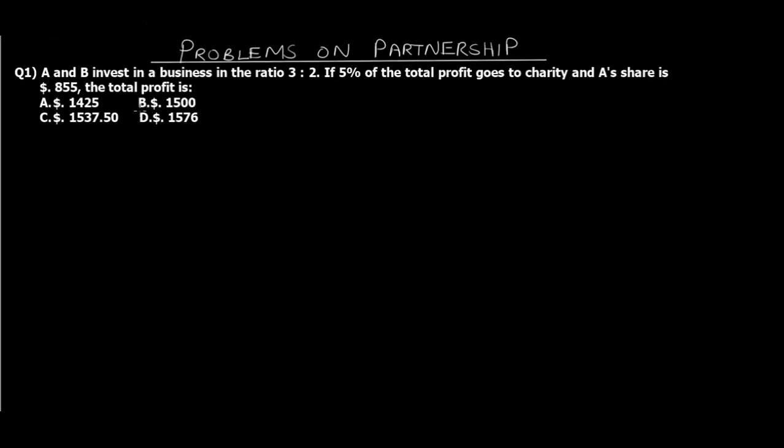Okay, so let's start with our first question, and let me just read out the question. A and B invest in a business in the ratio of 3:2. If 5% of the total profit goes to charity and A's share is $855, the total profit is.